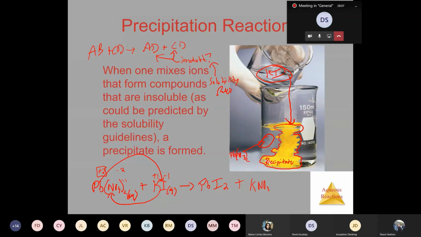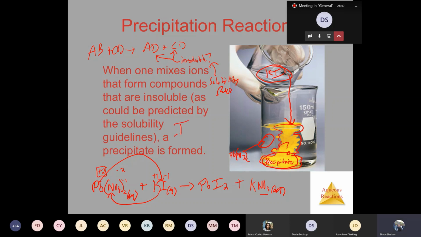So we figured out our products. Now we've got to figure out what this precipitate is. That's our question here. To do this, we've got to go back to the solubility rules. So for KNO3, we look up nitrate. We see that all nitrates are soluble. That means that this is aqueous. All right, easy.